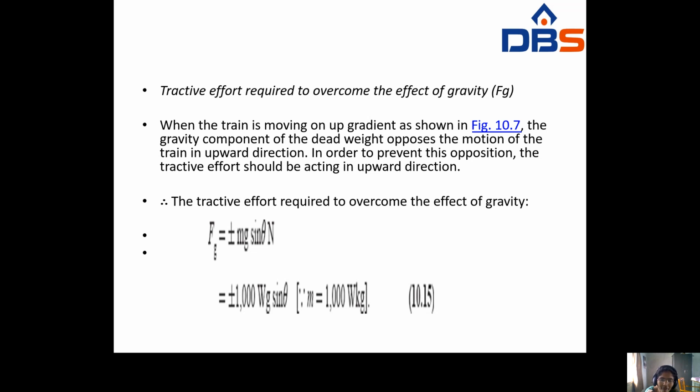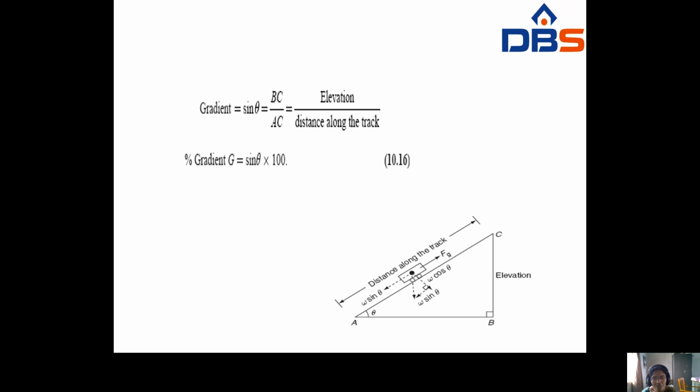So the tractive effort required to overcome the effect of gravity is given by Fg equal to mg sin theta newtons. Here m is 1000 W, since you have to convert tons into kgs. So Fg equals plus or minus 1000 W g sin theta newtons. How do you get this? See here.